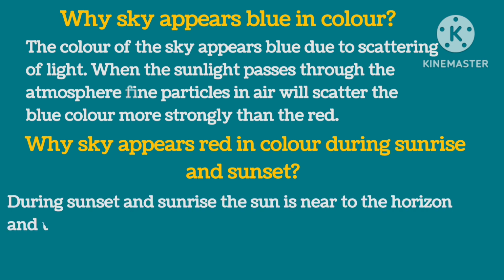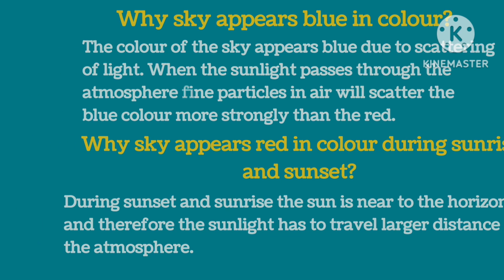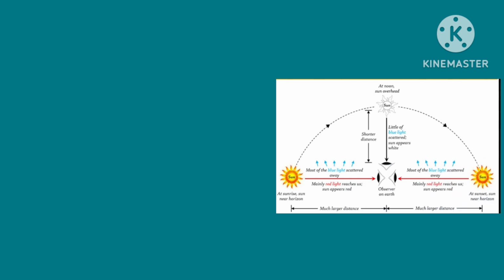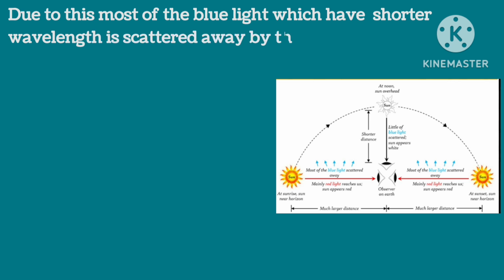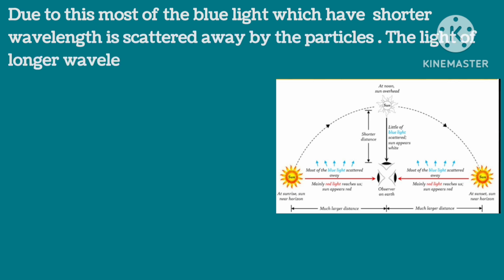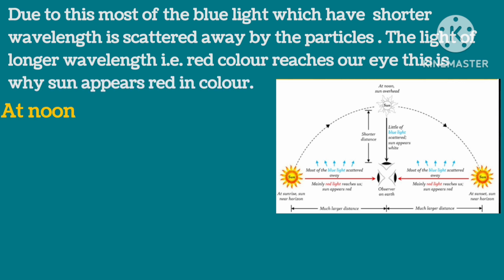It is because the sun is near to the horizon and therefore sunlight has to travel a larger distance in the atmosphere. So as you can see in the picture, due to this, most of the blue light, which has shorter wavelength, is scattered away by the particles, and the light of longer wavelength, that is red color, reaches our eye, and that's why the sun appears red in color.